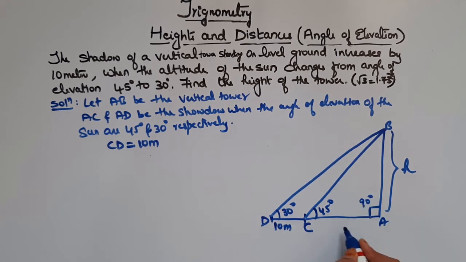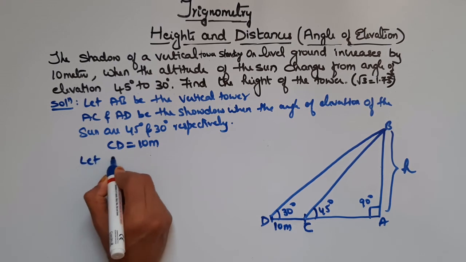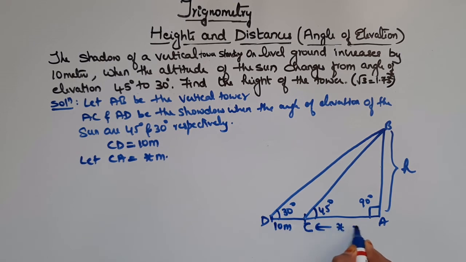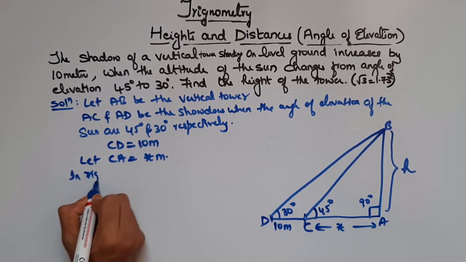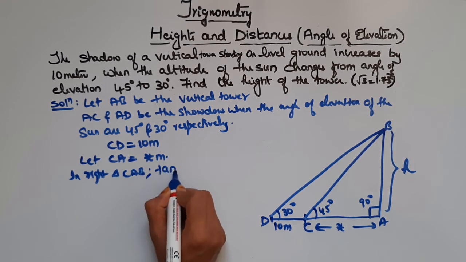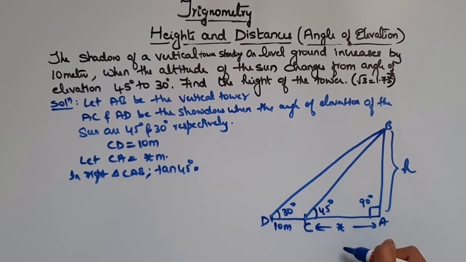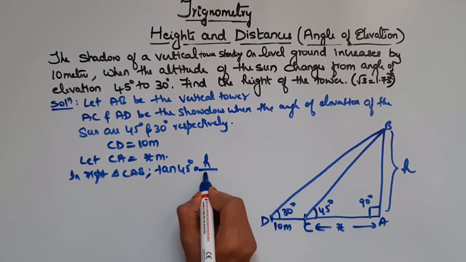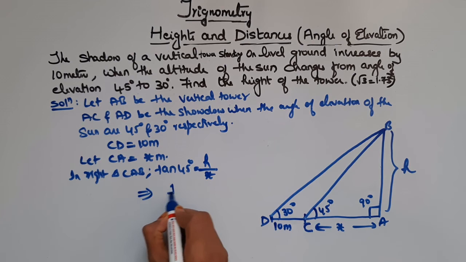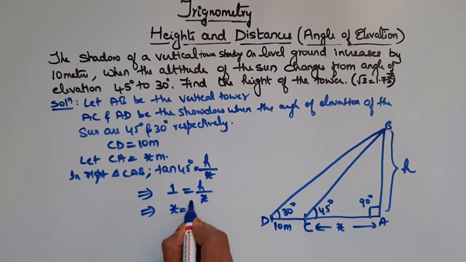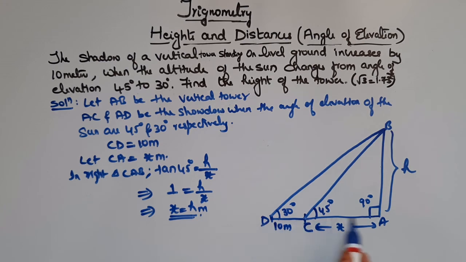So let CA be equal to x meters, alright. So let's take this as x. So in right angle triangle CAB, tan 45 is opposite by adjacent. So opposite here is h, by adjacent we have taken as x, right? Which implies tan 45 is 1, which is equal to h by x. So 1 into x is x is equal to h meters, right?